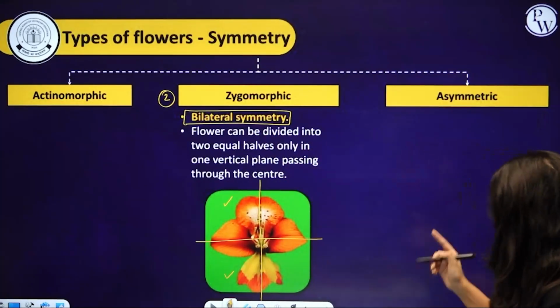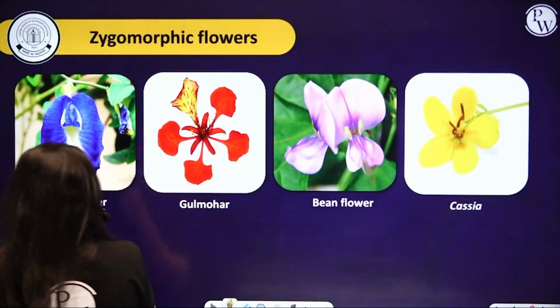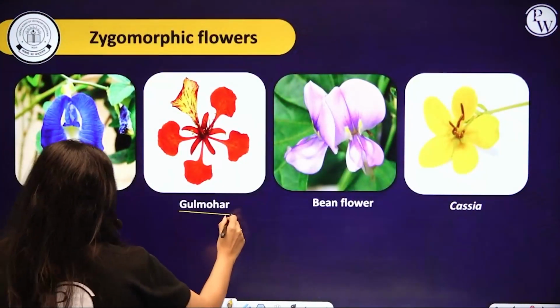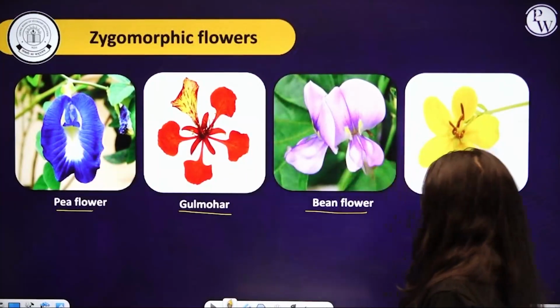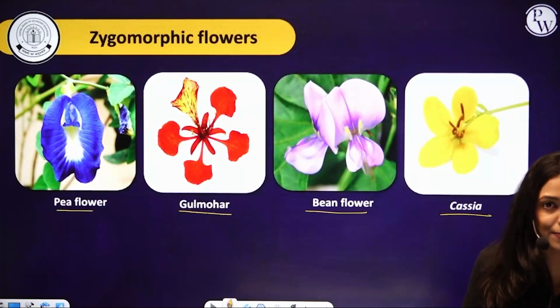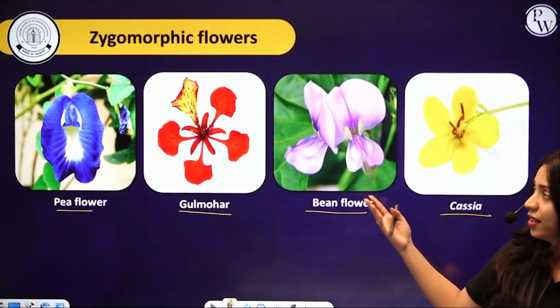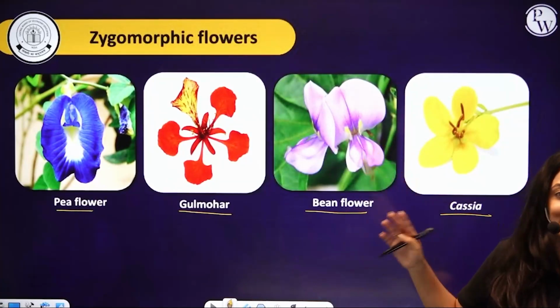All right, let's look at some examples for this. You can see that in pea flower, gulmohar, bean flower and cassia. So Fabaceae members, they exhibit bilateral symmetry, and therefore their flowers are zygomorphic.